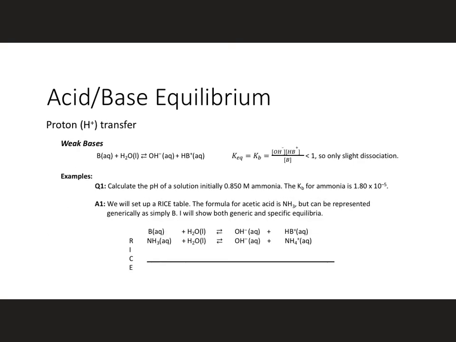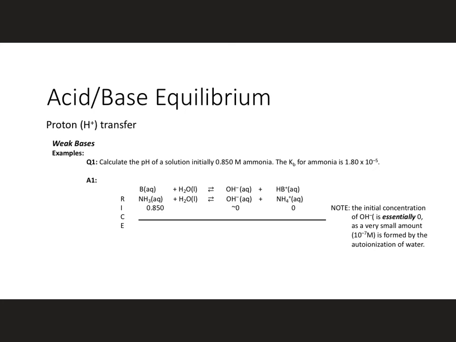So here's an example. Let's calculate the pH of a solution that's initially 0.85 in ammonia, given that Kb is 1.8 times 10 to the minus 5th for ammonia. So here's my RICE table. Generically, base plus water gives me hydroxide plus conjugate acid. Specifically, ammonia plus water gives me hydroxide plus the ammonium ion. Again, this is the ammonium ion.